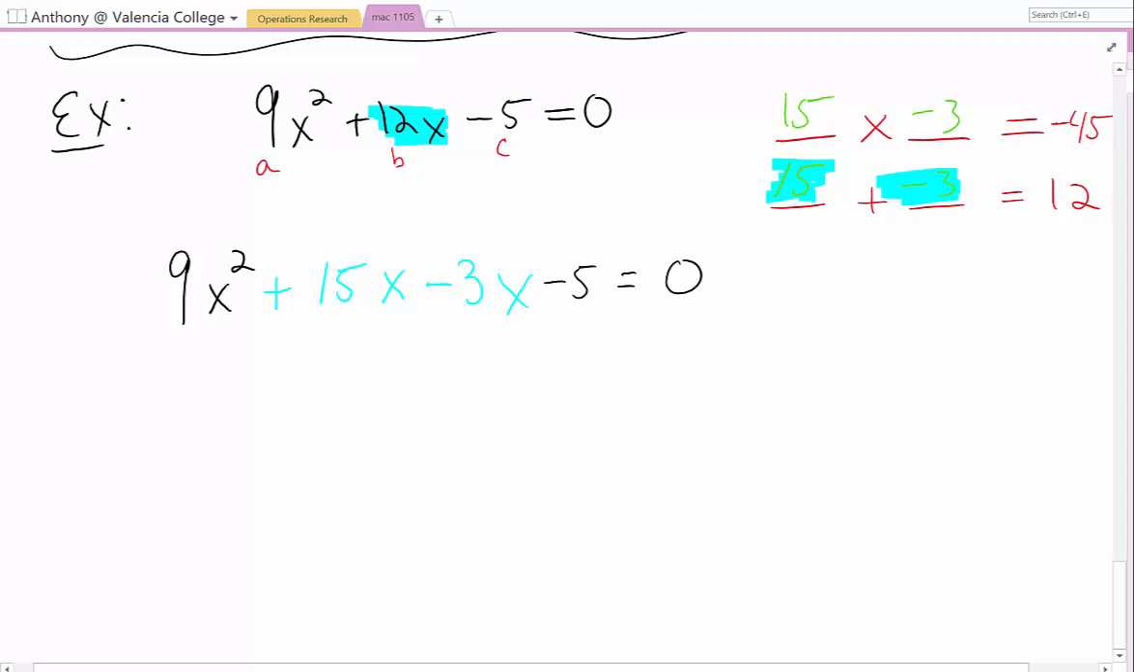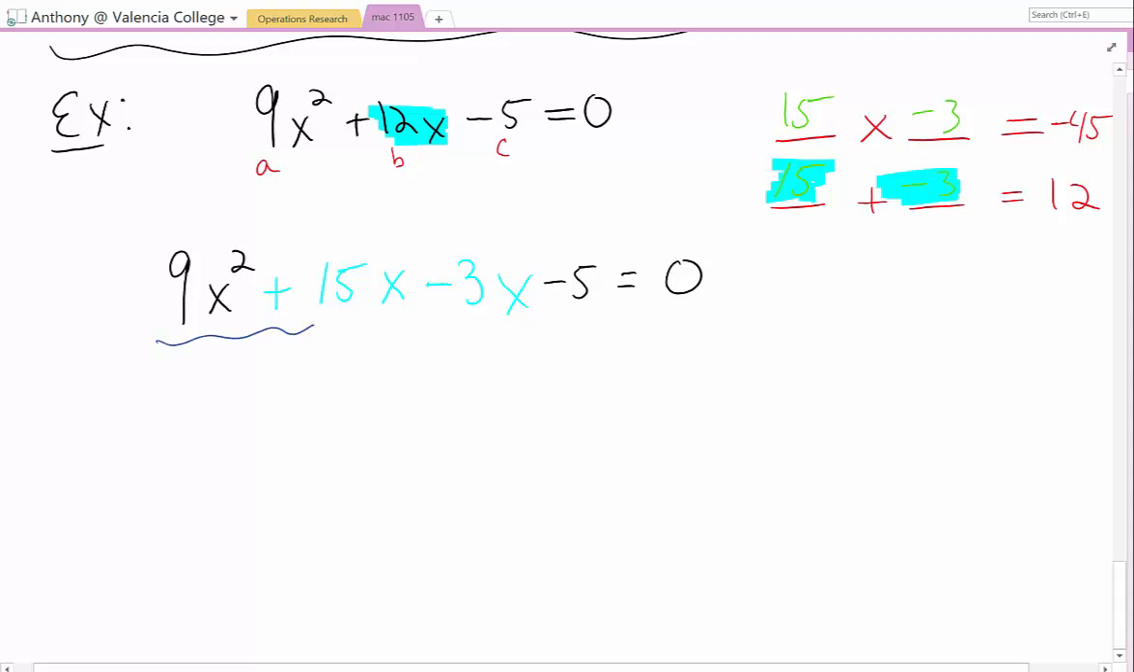Okay? Hey, remember, we can't change the structure of this problem. We can't change what the problem is. Convince yourself, 15x minus 3x is certainly the same thing as a positive 12x. So we haven't changed the problem. We just wrote it in a slightly different fashion, which is all right. Okay? So here we go. That's the AC part. Here's the grouping part.